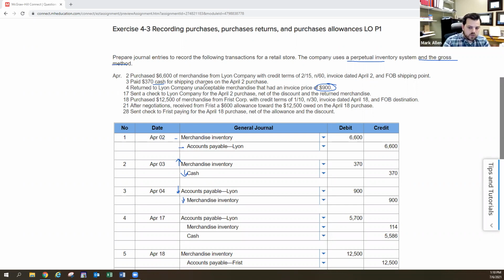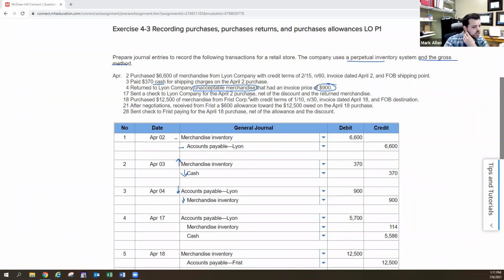And in this case, they tell us this is unacceptable merchandise, right? That's not too important to me as the buyer. When I'm actually making the entry, I just care that I sent it back. If I was the seller, and that was unacceptable because it was damaged, that would be very important to me. And we will see that actually play out either in this video or in class. So in this case, that is the entry for the 4th.